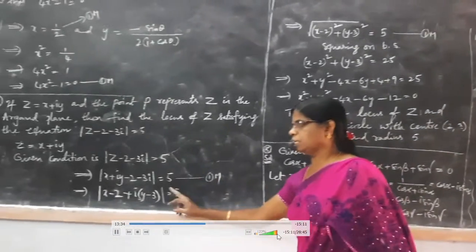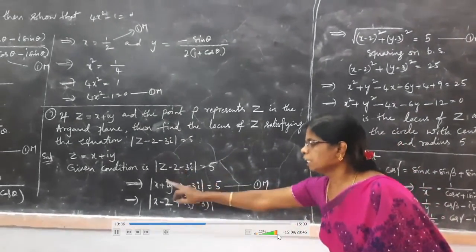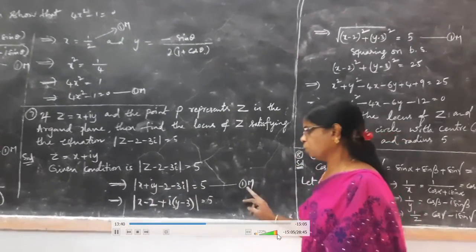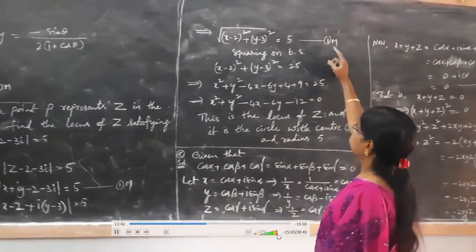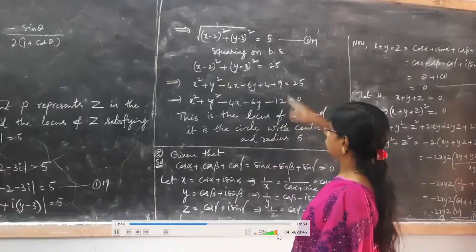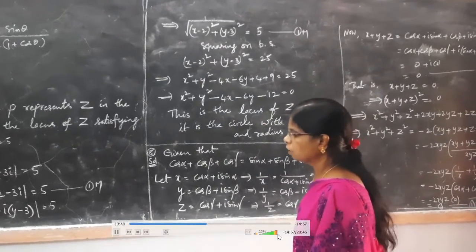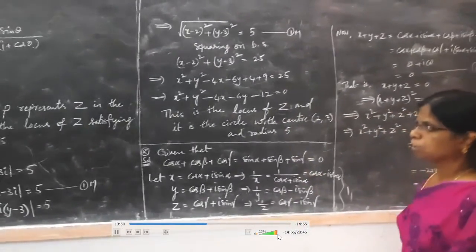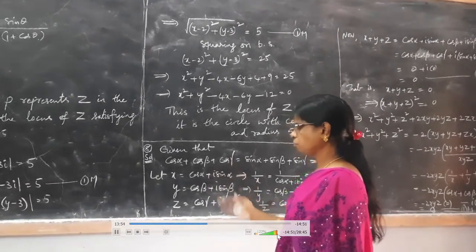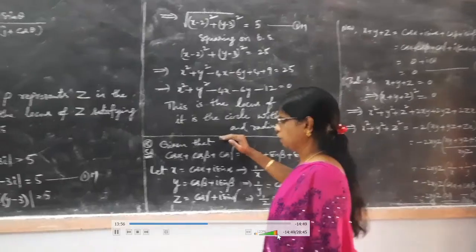See here how marks are awarded. In this condition, if you substitute z as x plus iy, you get 1 mark here. And then this step, okay, another 1 mark you got, and for this remaining part you may get another 2 marks. Okay, this is about question number 7. Come to question number 8. So this question is for 7 marks.